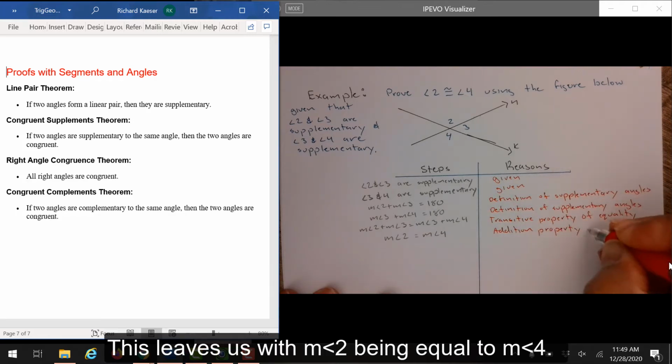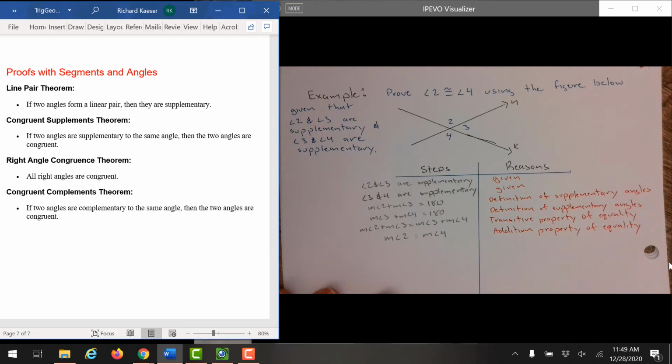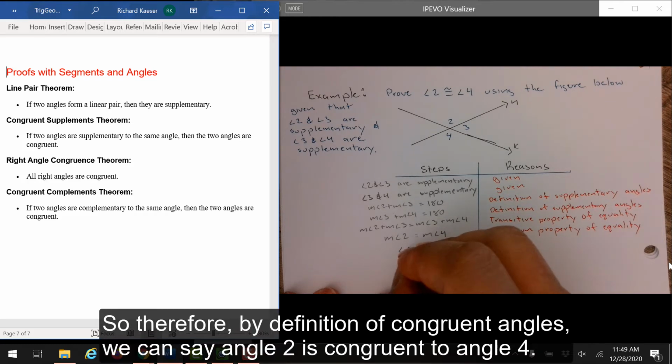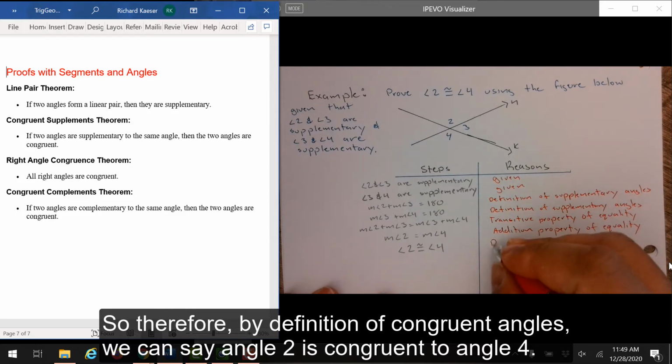This leaves us with the measure of angle 2 being equal to the measure of angle 4. So therefore, by definition of congruent angles, we can say angle 2 is congruent to angle 4.